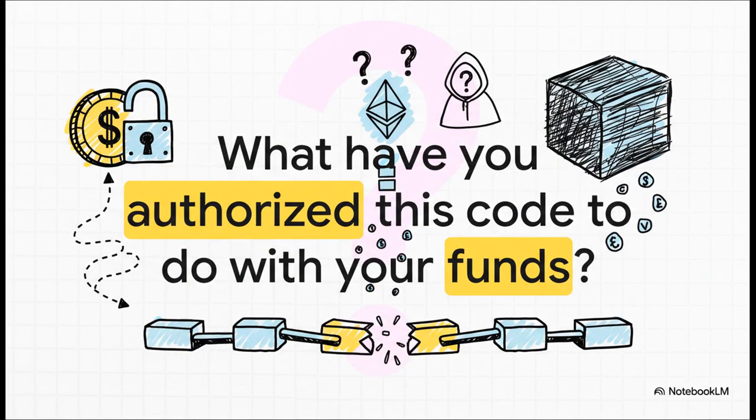This is really the million-dollar question, isn't it? Or, well, the $150 question. By sending your ETH to that contract, what did you just authorize it to do? What secret functions did its anonymous creator write into the code? The simple and kind of scary answer is, you have absolutely no idea.